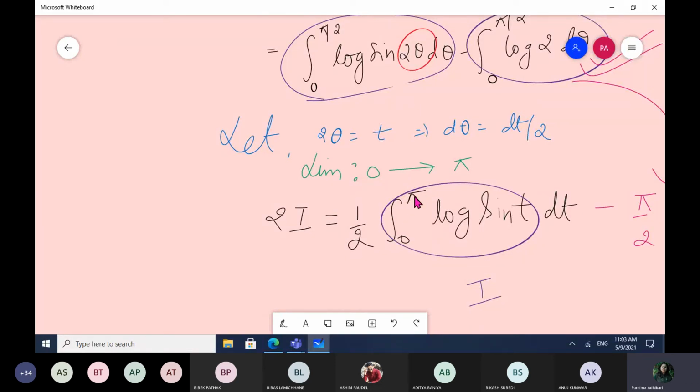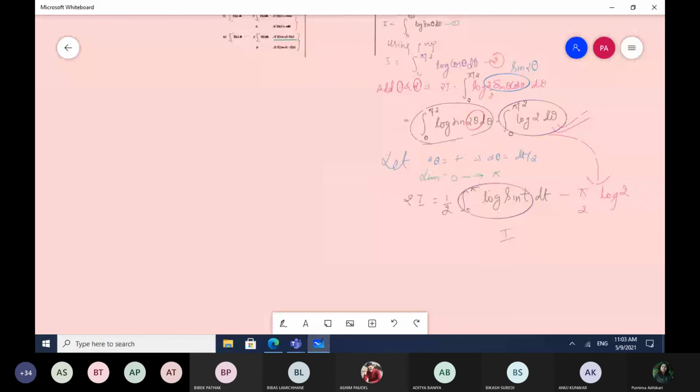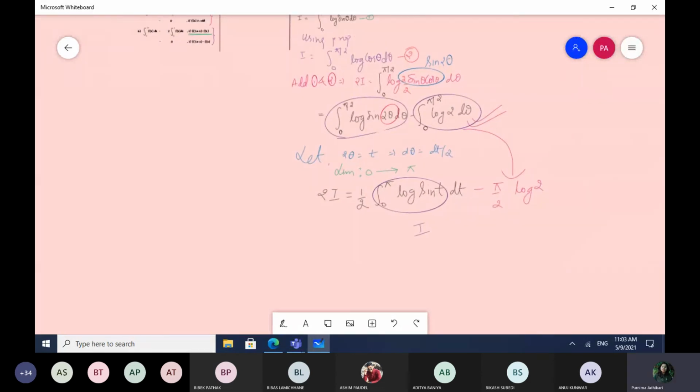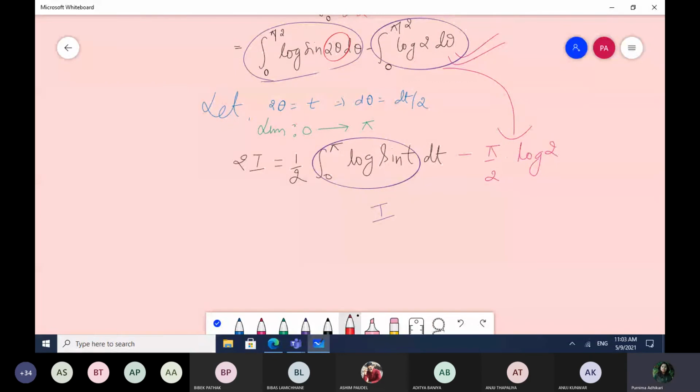Yes, 2a now. You can write it down as 2 times integral 0 to a log of sin t dt. Because in the function, when you replace t by pi minus t, there is no change in your function. The function remains as it is. So is this clear to everyone? How are we using this property? Anybody who is having doubt, please ask.